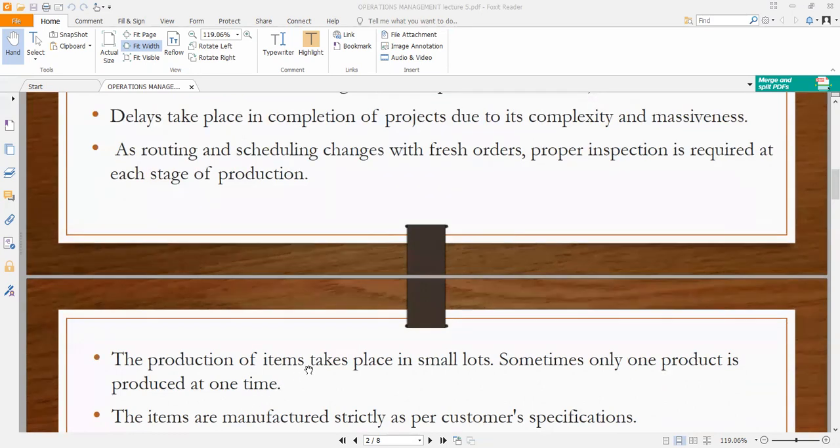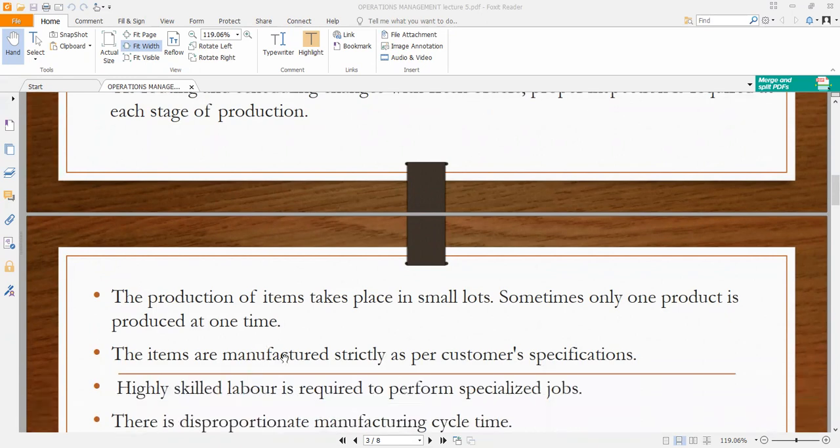The production of items takes place in small lots. Sometimes only one product is produced at one time. So sometimes production can be in small units. The items are manufactured strictly as per customer specification. We indicated in our earlier lecture, lecture 4, that you attend to an individual or a client depending on their customization.